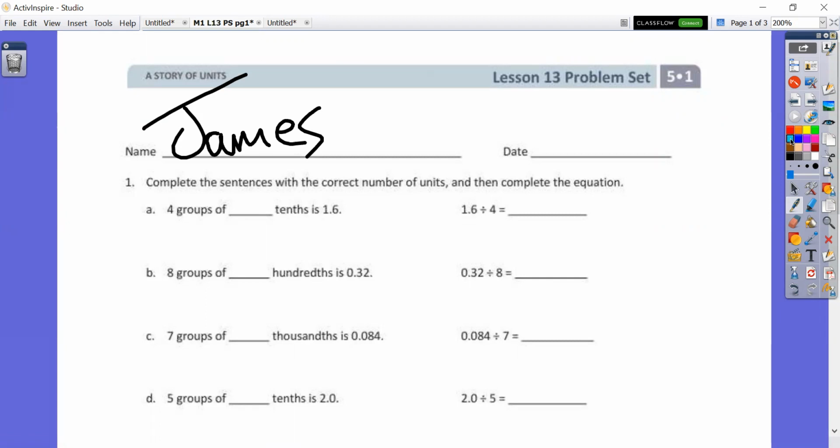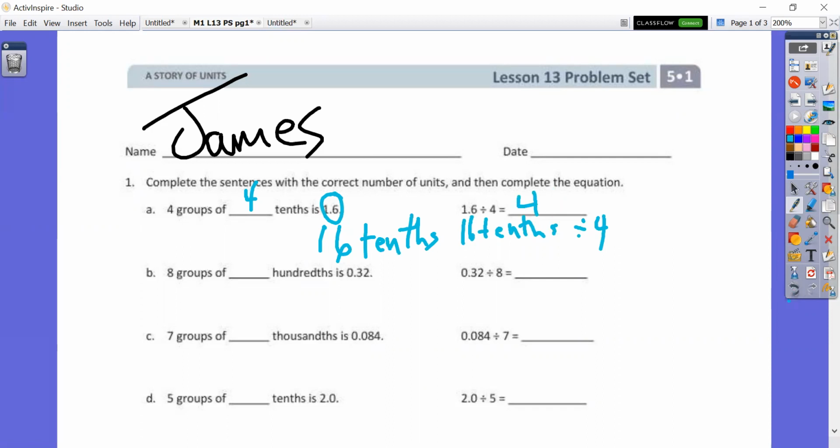Complete the sentences with the correct number of units, and then complete the equation. Four groups of blank tenths is 1.6. Well, let's convert this to the tenths so that we can understand it and see it a little bit better. Four groups of blank tenths is 16 tenths. Well, four times what is 16? Well, it's four groups of four, right? So, if we think about that backwards, well, 16 tenths divided by four is going to be 4/10.